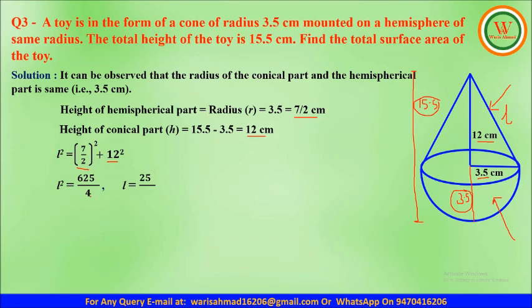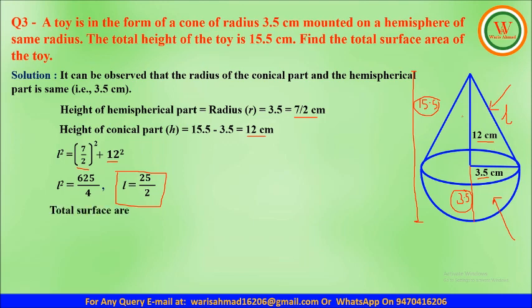Hence, the value of L, that is slant height, will be equal to 25 upon 2. So, this is the slant height of this cone. After getting the value of slant height, now we will find the total surface area of the toy. As I said, to find the total surface area of this toy, we have to write the formula.